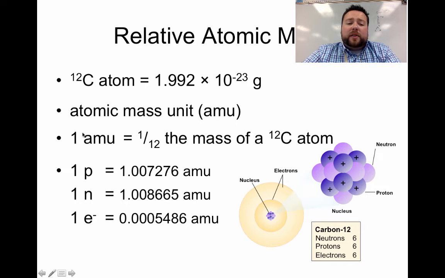So we have two particles, the proton and the neutron, that are almost the same size. And then we have the electron that is super tiny. It's not even going to count when we are considering the mass of the atom, which is why we don't figure it into our carbon-12. We're only figuring the neutrons and the protons because the electrons really don't have that much of a mass.